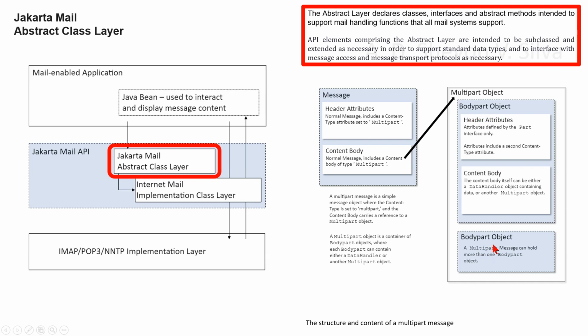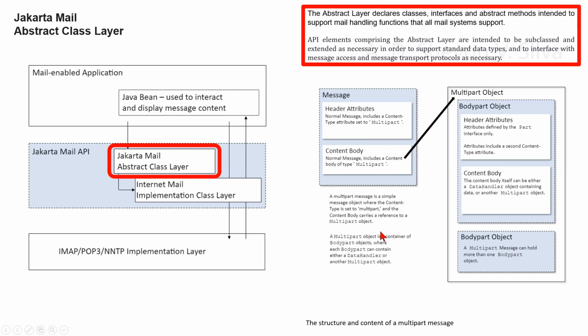A body part object and other body part objects are inside the multipart object. Here header attributes and content body are inside the body part object. Header attributes are defined by the part interface only, and include a second content type attribute. The content body itself can be either a data handler object containing data or another multipart object. This is another body part object. The multipart message can hold more than one body part object.